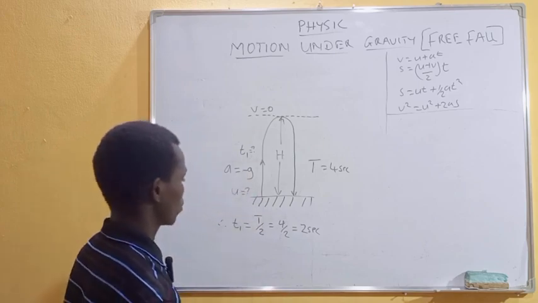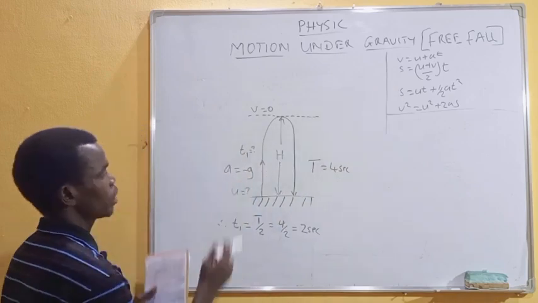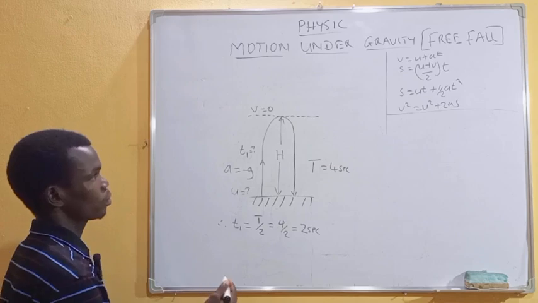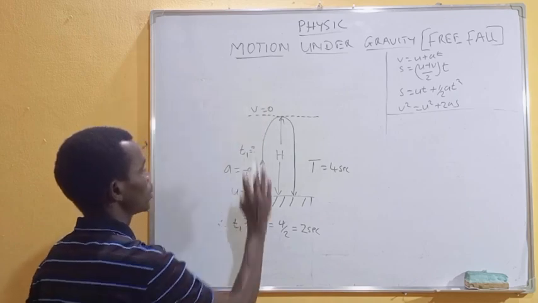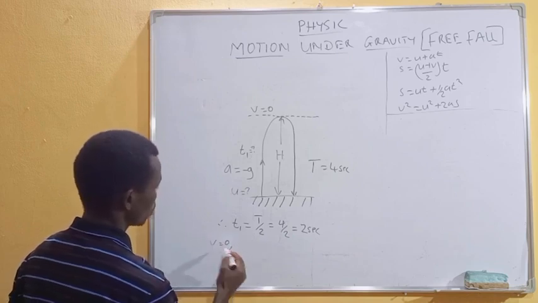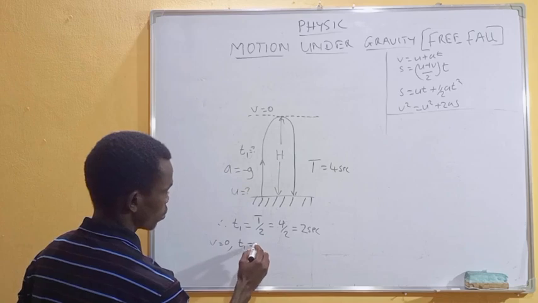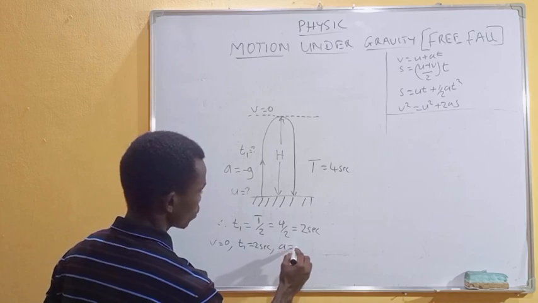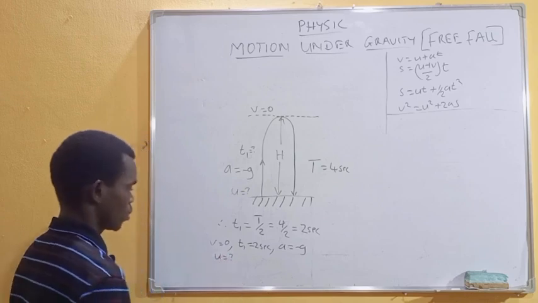From these parameters now, we can use equation 3 to solve for the height. But initial velocity wasn't given. So we can use equation 1 to get the initial velocity, since we are only considering the upward movement. From the upward movement, we have v equal to 0, time equal to 2 seconds, and acceleration equal to negative g. So we are asked to find u, which is not given.